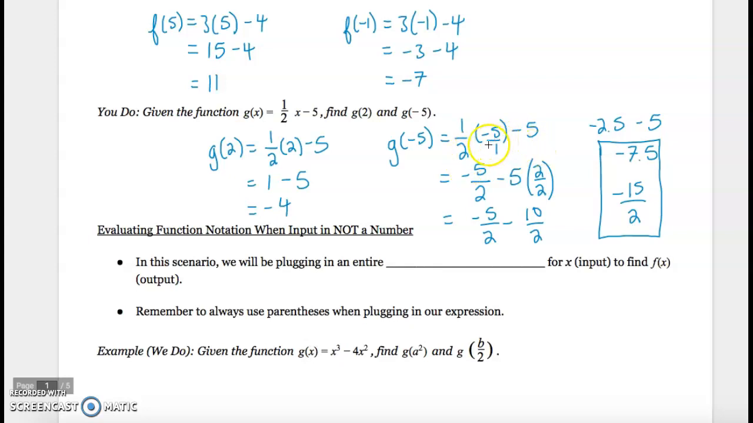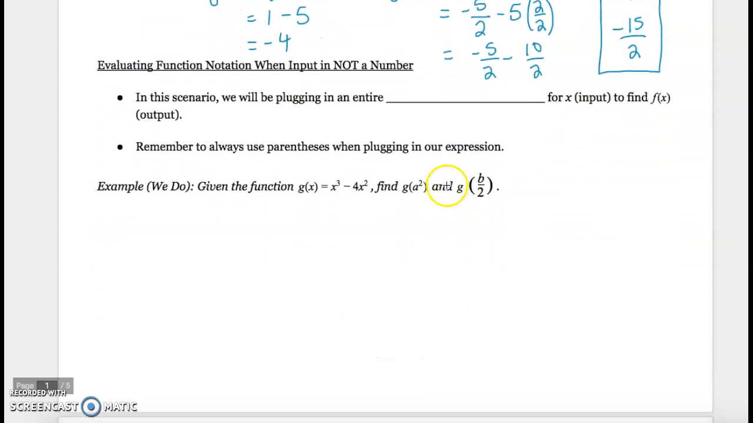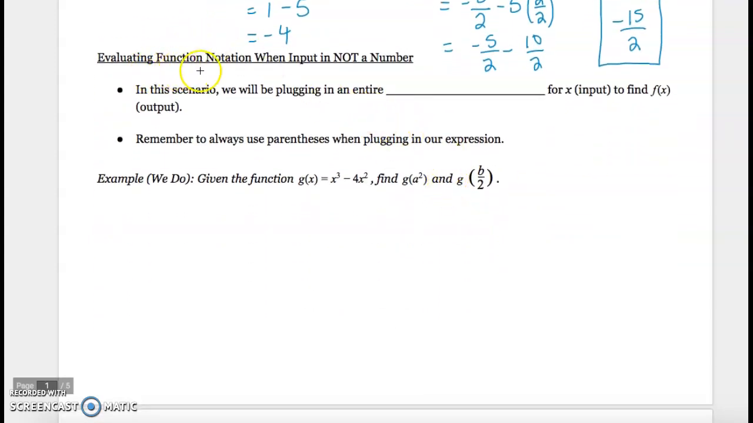As we can probably see here, what we're going to get into for the more difficult types of problems is basically the simplification part. Usually we're pretty good about identifying what your inputs are and plugging them into your function, but then simplifying afterwards usually requires some algebra and/or arithmetic. All right, sometimes we evaluate function notation when your input is not a number. In this scenario, we'll be plugging in an entire expression for our input to find our output. Again, remember to always use parentheses when plugging in our expression.